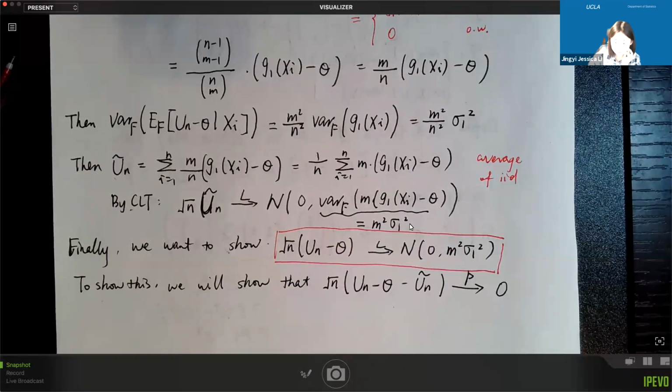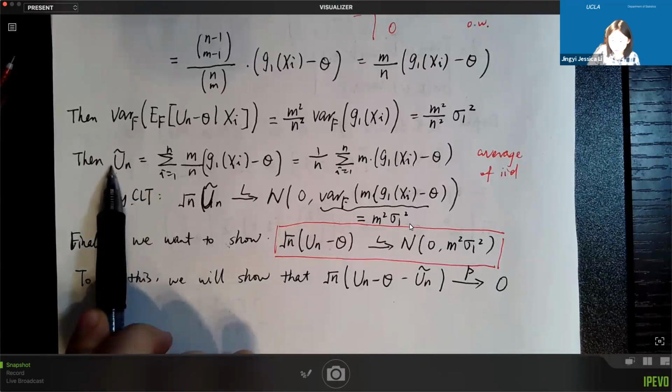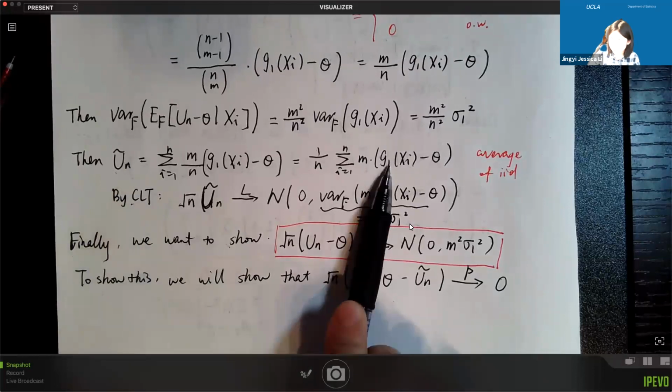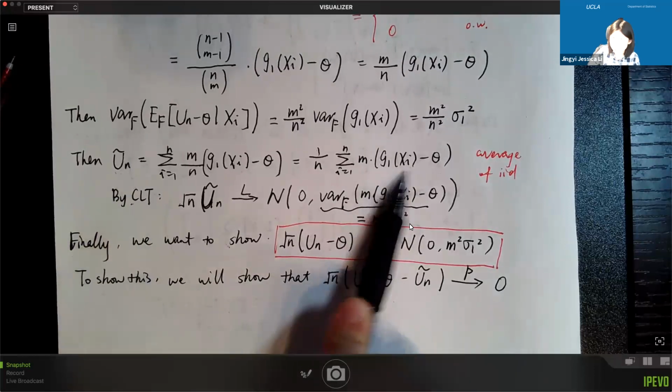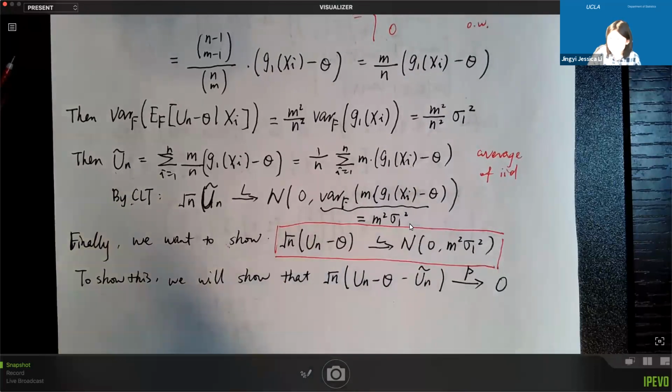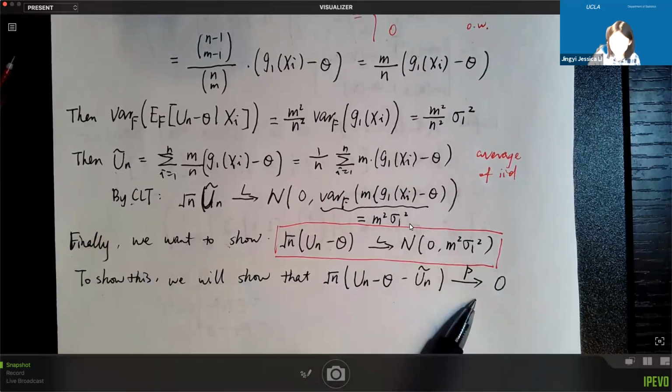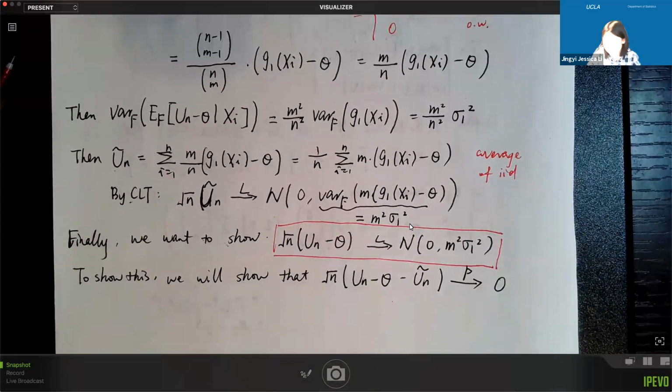Okay, and now to show something is converging in probability to 0: by the definition of Un tilde, we already know it can be written in terms of g1(Xi), the Hoeffding projection. So then it's easier to show that this difference is converging in quadratic mean to 0. We have that rth mean convergence implies convergence in probability.